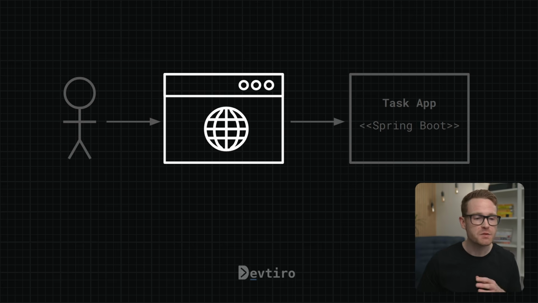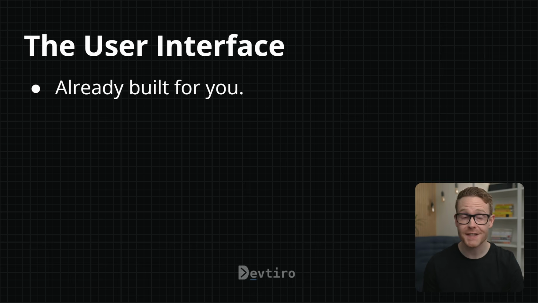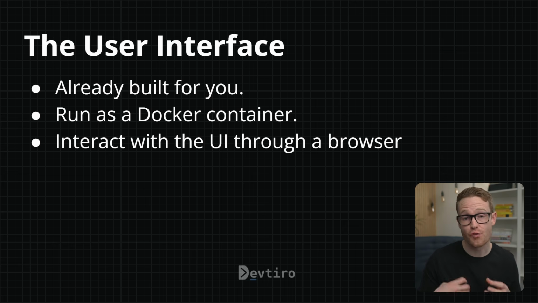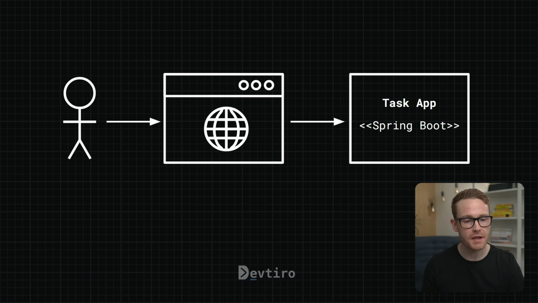So the UI component is what the user is going to interact with in their browser, and it's going to call the REST API exposed by our Spring Boot application. So here's some things to note about the user interface component. Perhaps the most important is that I've already built it for you. I've tried to make it as easy to run as possible, so you can run it as a Docker container. As we've already mentioned, users can interact with the user interface using their browser, and we'll cover all the details on how to run the user interface when we get to that point in the build. And there we have it, our high-level architecture of our user interface and our Spring Boot application.